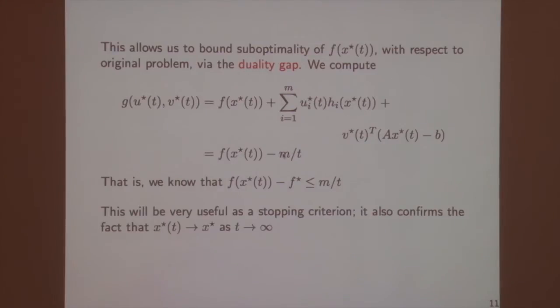It's a very clean construction. It tells us that when we take the difference between f of x star of t and this, that should give us an upper bound on how far we are from being suboptimal. So the duality gap is just m over t, and that means that at any point in the central path, the primal criterion for the original problem at x star of t minus the optimal primal criterion value is less than or equal to m over t.